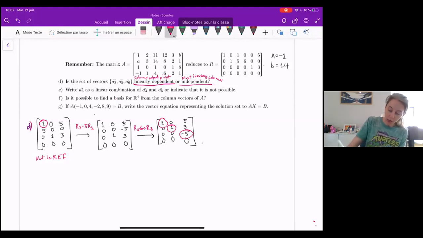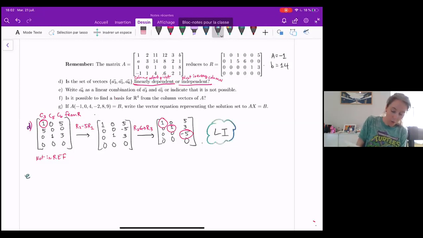So we started by taking column 3, column 5, and column 6 from R. We row reduced a little bit because it wasn't an REF, and then we were able to see that there were 3 pivots. So the answer here is that these are linearly independent.